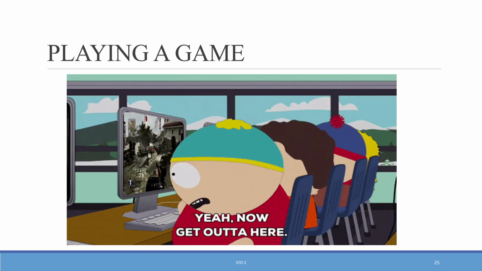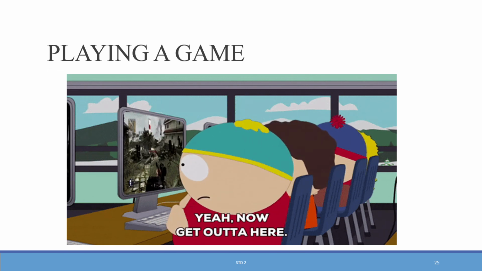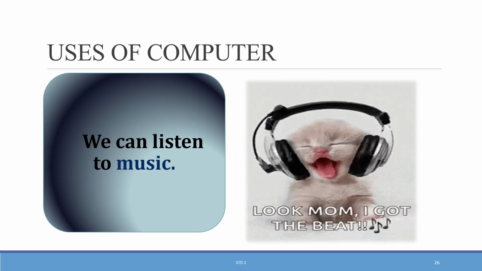Next, in this picture I am showing that one boy is playing a game, right? And they are talking about something. So this is a use of computer.